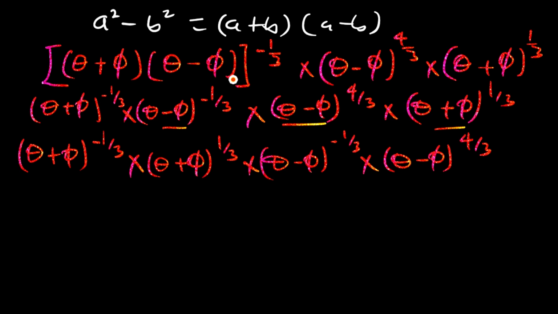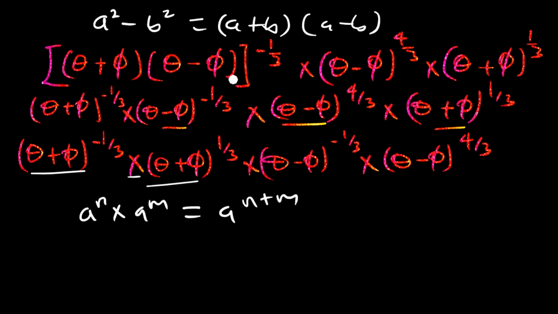4/3. So now we can apply the laws of indices, now that we have common bases. Between this and this, there's a multiplication. So remember, when you have a power n times a power m, you are supposed to have a power n plus m. So I'm going to apply that for the first two cases and the second two cases. So let us do that.